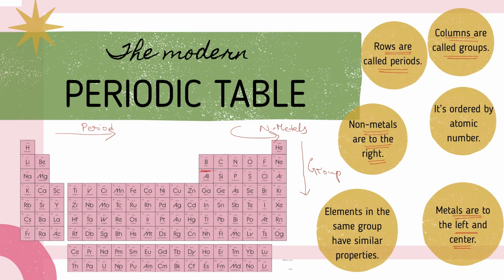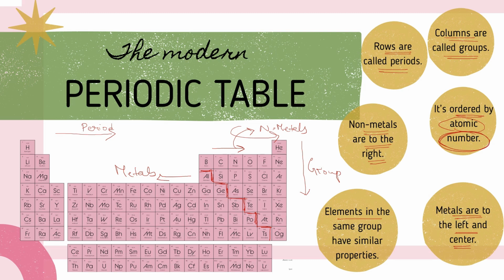Also, in the previous lectures, we saw that there is a staircase, and from that staircase, if you go to the left hand side, they all are metals. If you go to the right hand side, they are all non-metals. Now, the main thing is the modern periodic table is ordered by atomic number. The arrangement has been done according to the atomic numbers.